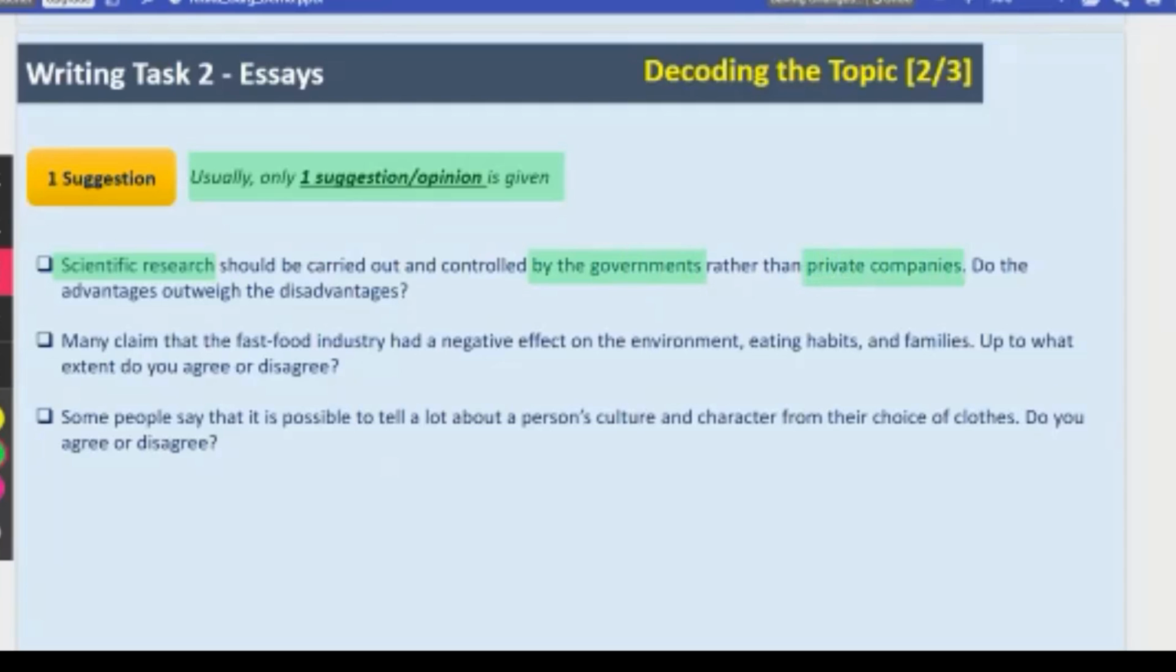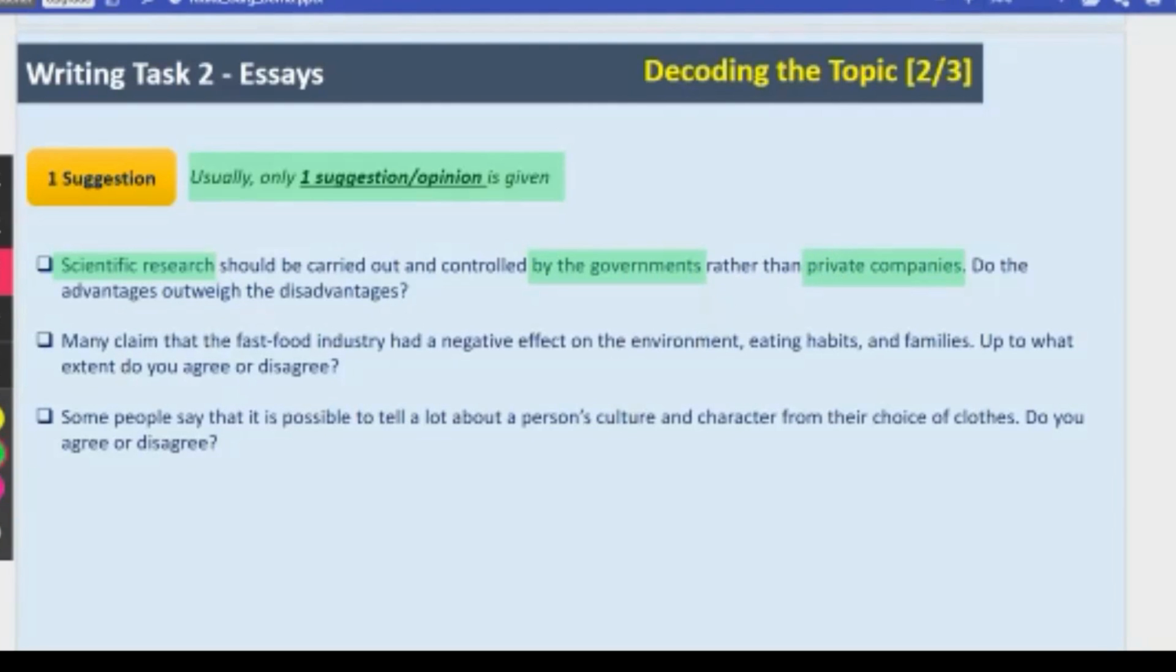This is a suggestion given by some intellectuals or some people: right now scientific research is being carried out by certain private laboratories or private institutes, and because of that a lot of medicines and treatments have become expensive. So maybe this can be one of the reasons they are suggesting that scientific research should be under the control of government so that it becomes affordable and subsidized for everybody.